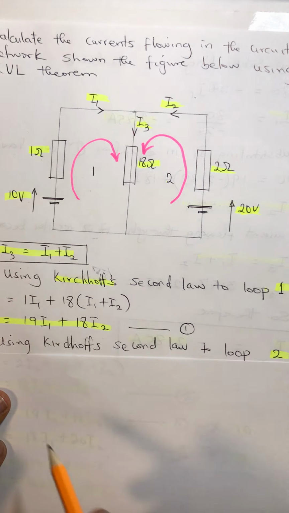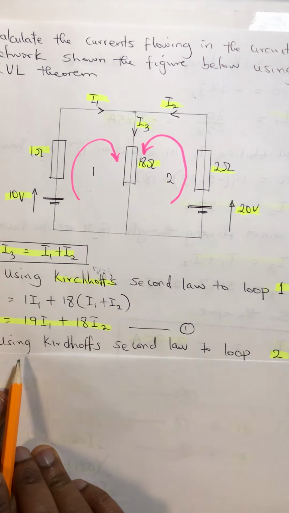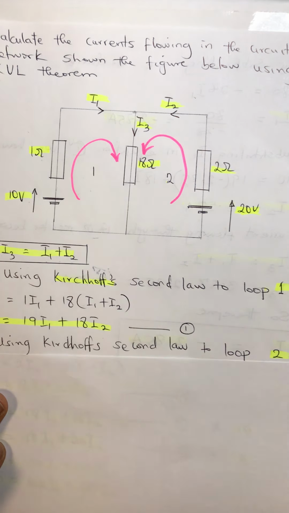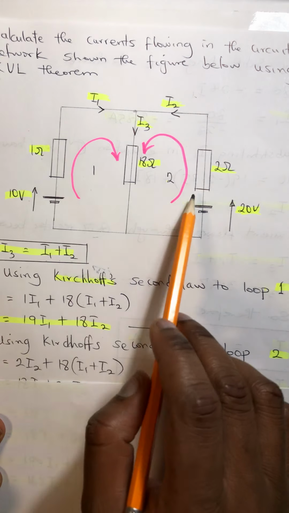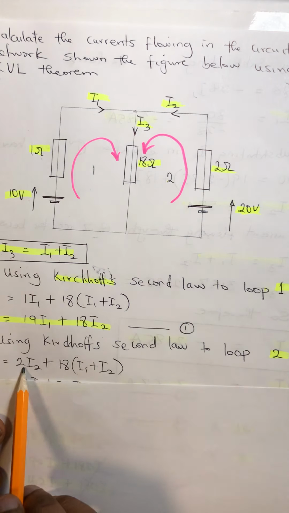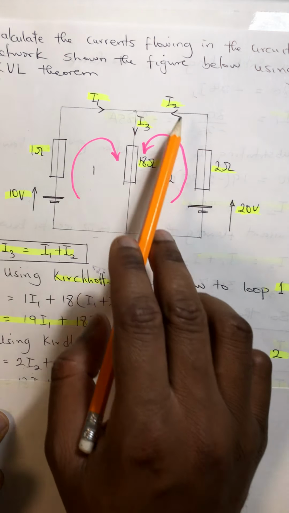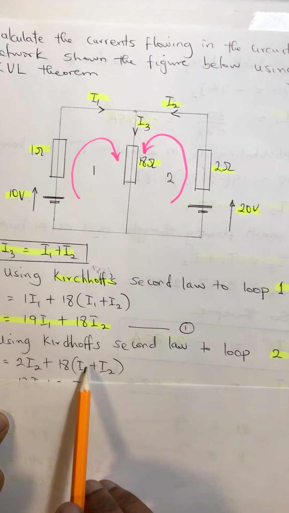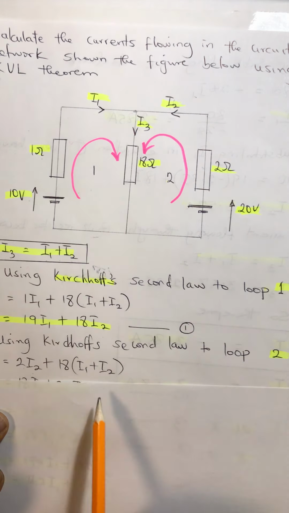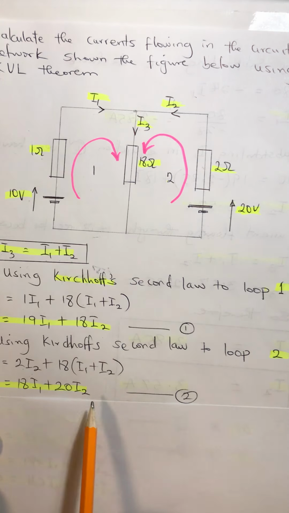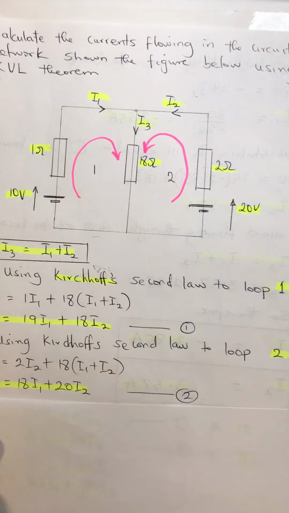Now, let's go ahead by using the second loop. By using Kirchhoff's second law on loop 2, here we have 20 flowing this way, anticlockwise, equals 2 times I2, that is the multiplication of the current here and the resistor here, plus 18 into bracket I1 plus I2. So now we have 20 equals 18 I1 plus 20 I2, which is equation 2. So now we have two simultaneous equations.